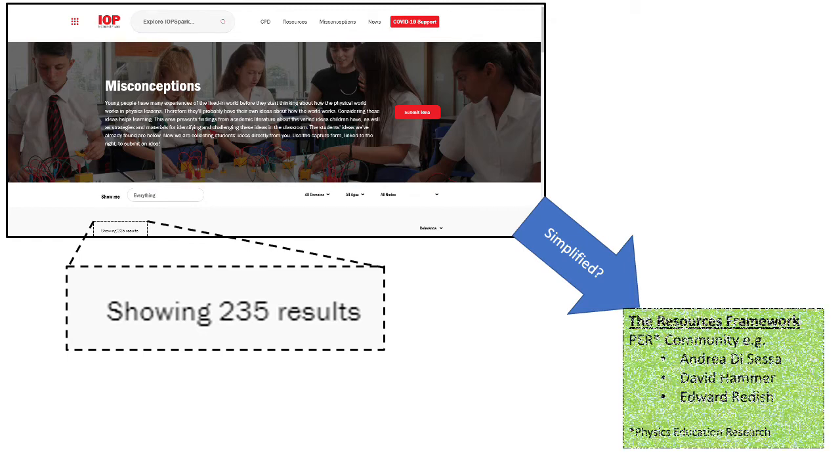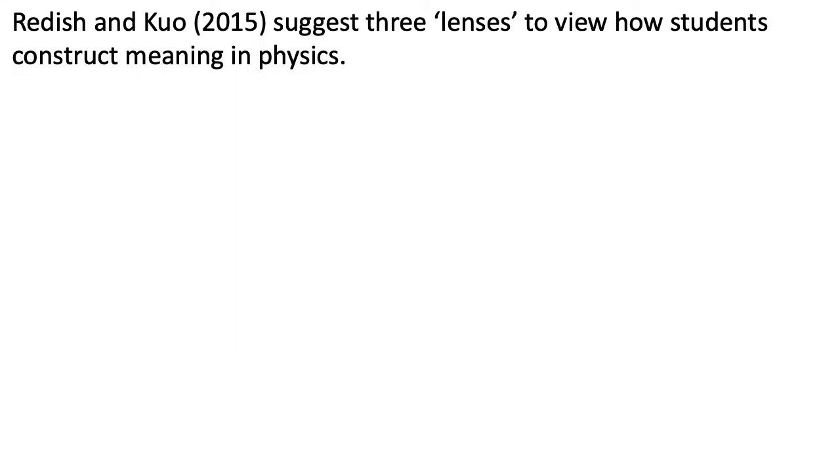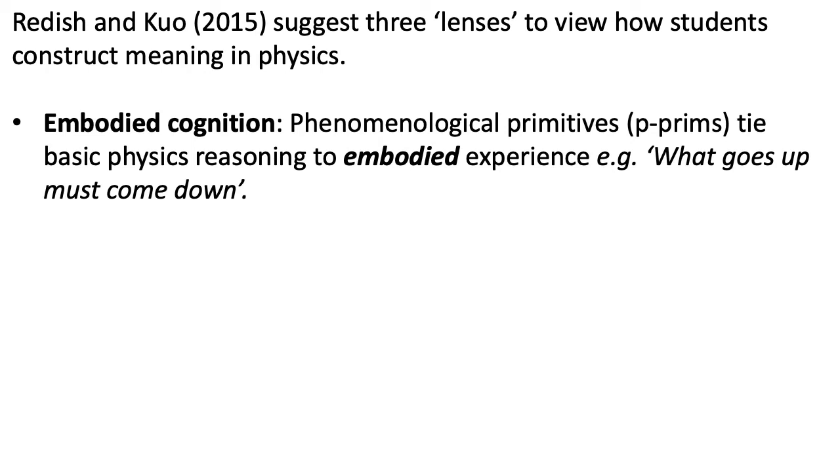process is what's become known as the resources framework, put forward by the physics education research community. And examples of researchers who have written on this are Andrea diSessa, David Hammer, and Edward Redish. Redish and Co. in 2015 summarized the resources framework by suggesting three lenses through which we can view how students construct meaning in physics. The first lens is embodied cognition.